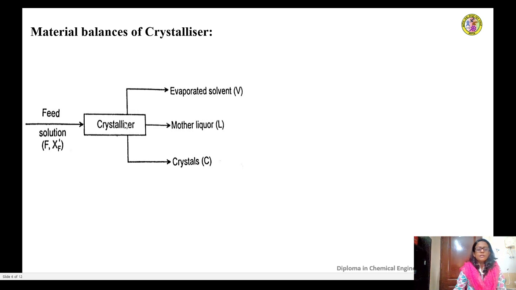After the crystals are grown to the required size, the mother liquor is separated from the solid crystals, and the solid crystals as a product are taken out from the bottom. The mother liquor flows out, and if there is any evaporation of the solvent, the loss of solvent in the form of vapor goes out from the top. Okay, so let us assume some notations to write down the equations.